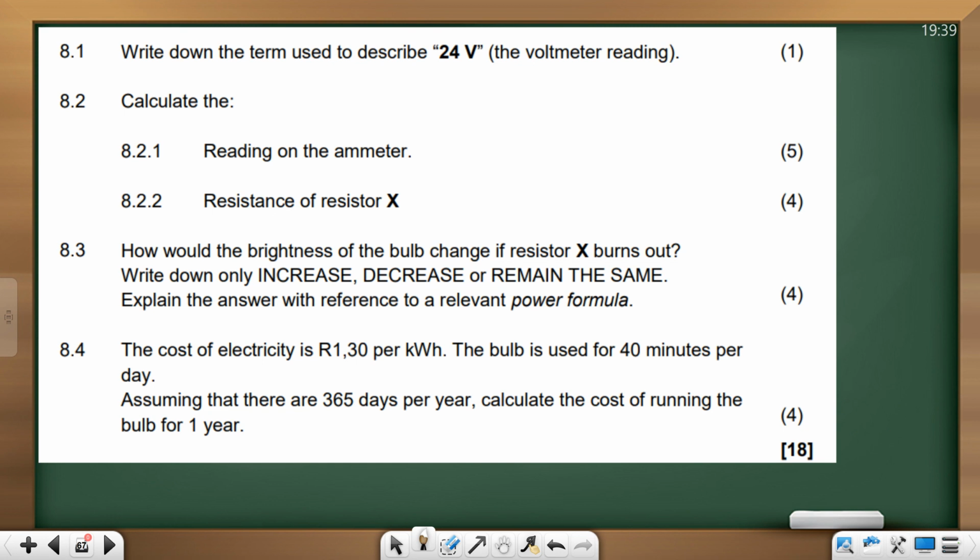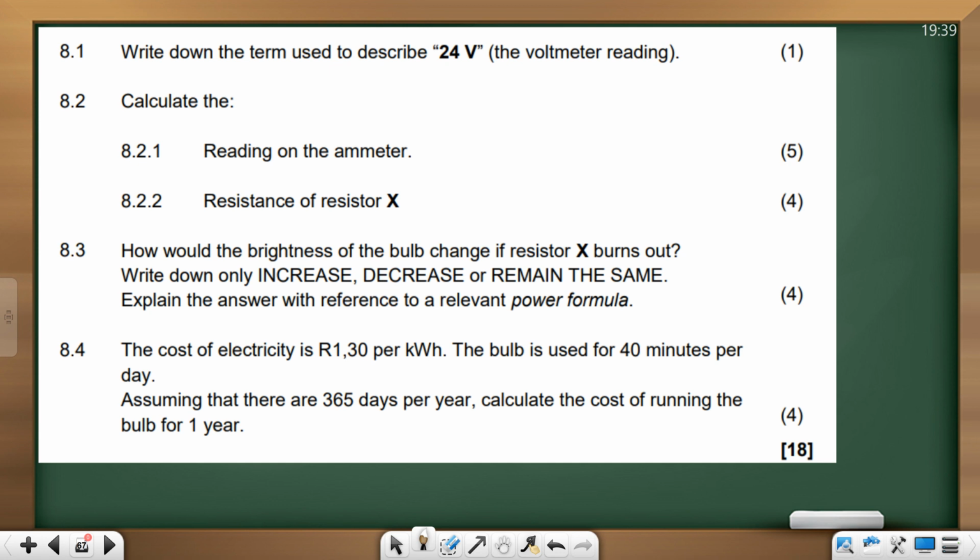Grade 11, calculating cost. The cost of electricity is R1.30 per kilowatt hour. Please, this is the only time you calculate time in hours across physics. Every other place in physics, it's meter per second, or second. But here, we calculate in what? Hours. The bulb is used for 40 minutes per day.